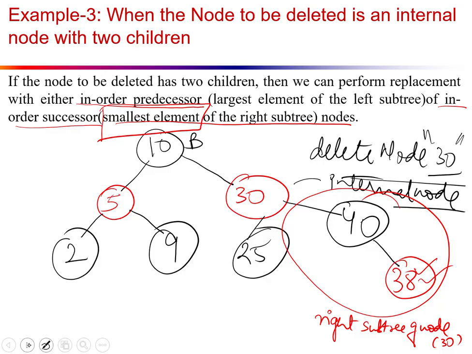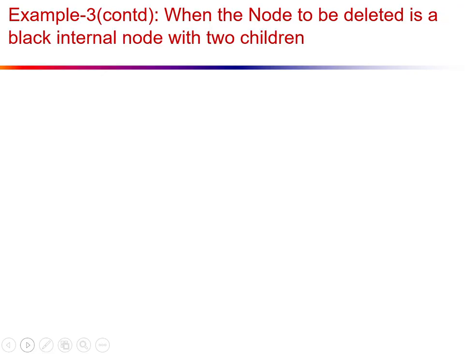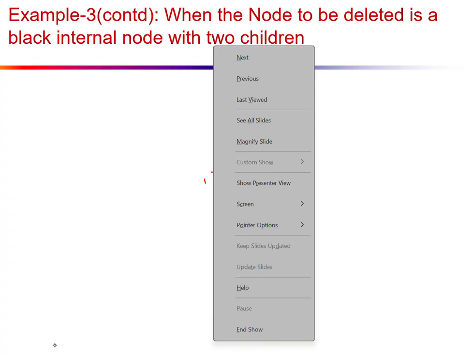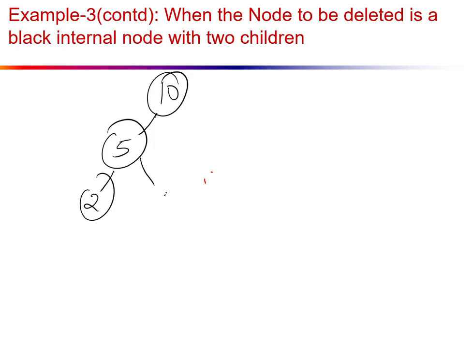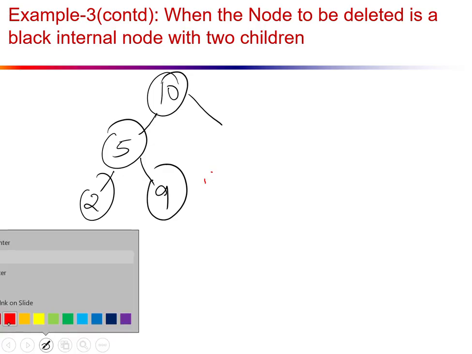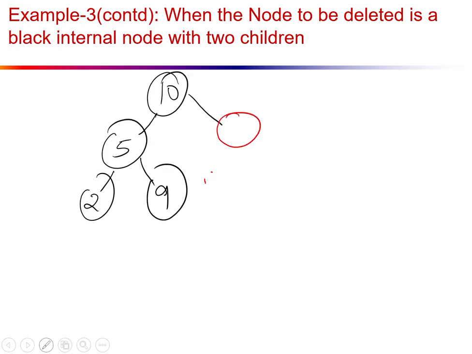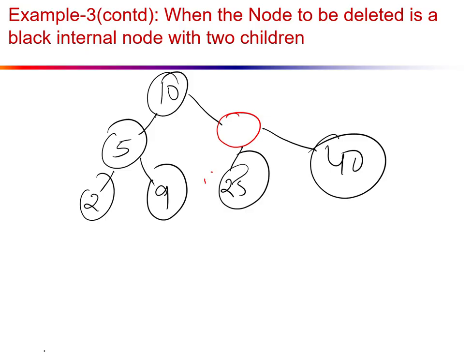If I do that, my tree will become like this; let me change the color first, for convenience. It will be 10, and then I will have 5, 2, and 9. It's all good. Then this one is already red in color. And then 25 was already there. Then I have 40, and then this is 30 and this is 38.